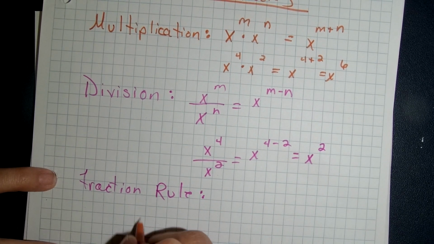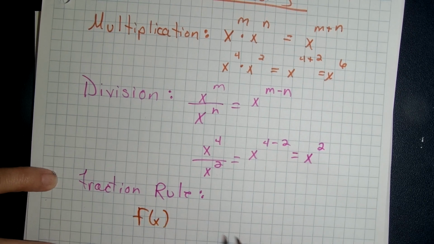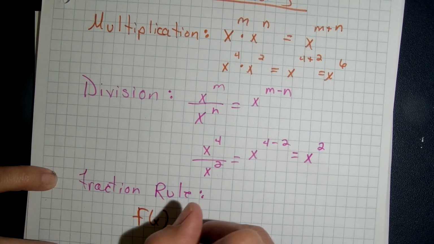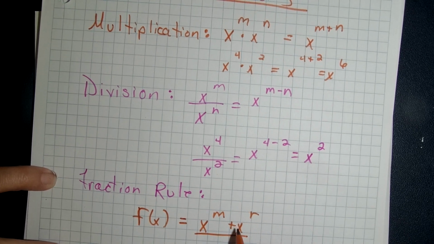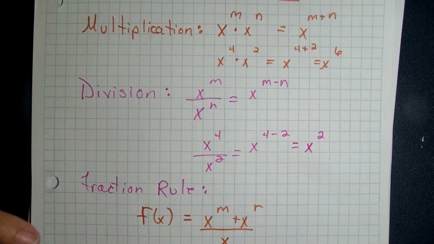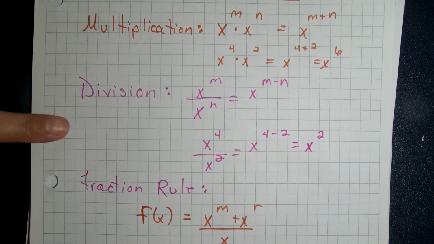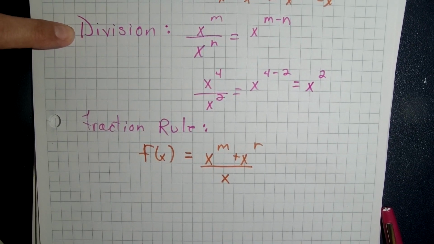The fraction rule says if I have a function, can I go down? Like right here. Can I go right here? Okay. That's good? Okay.